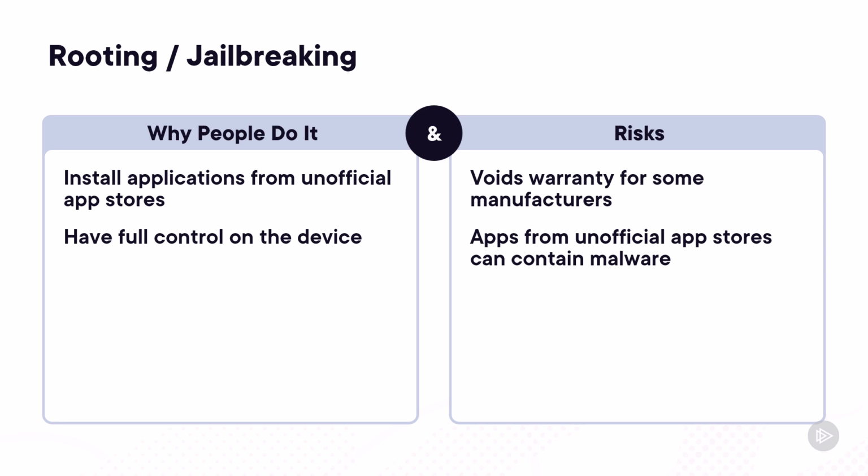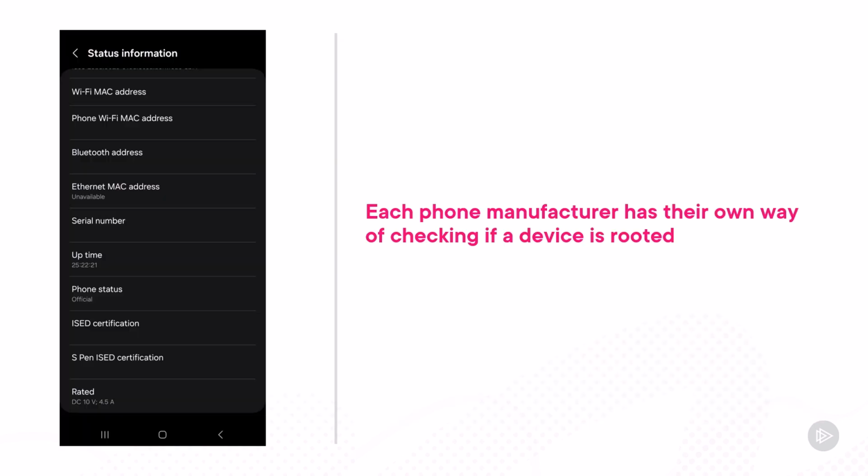Now, each phone and tablet manufacturer has their own way of checking if a device has been rooted or jailbroken. On my Samsung phone here, I can go to see the device information, and if you see official under the phone status, it means you are good. But if you see custom, it means that it's rooted. But the best way to know is always to check the manufacturer documentation.